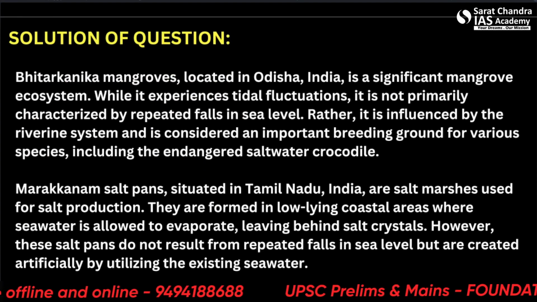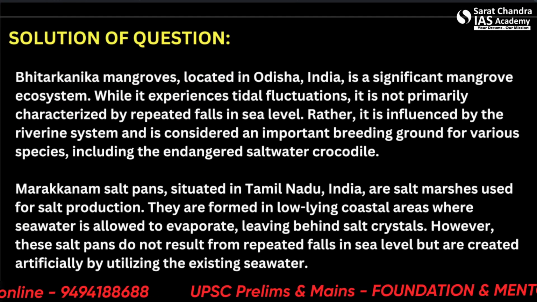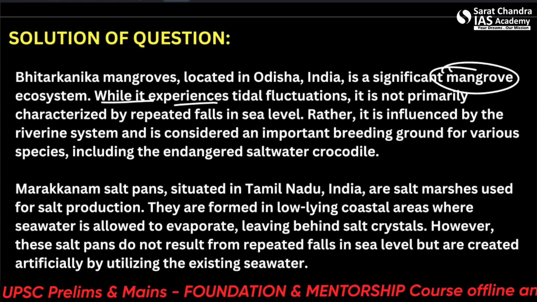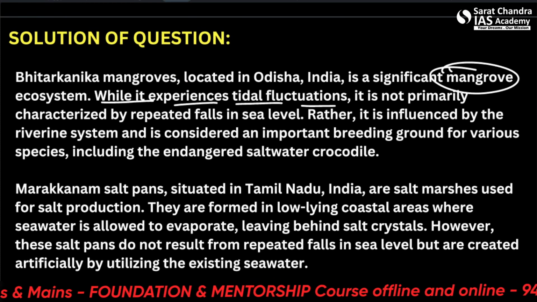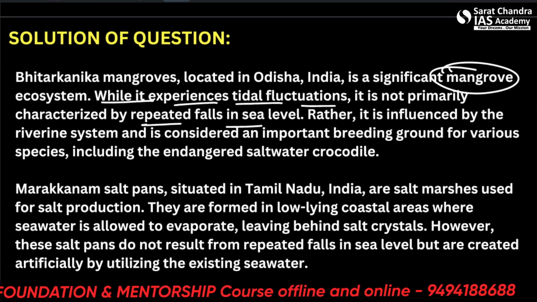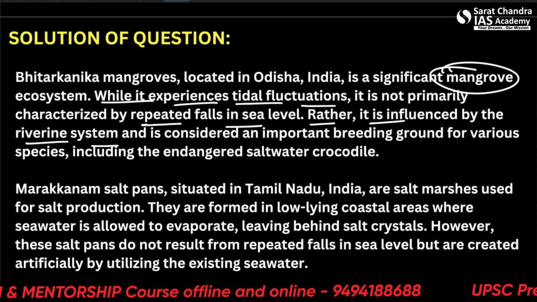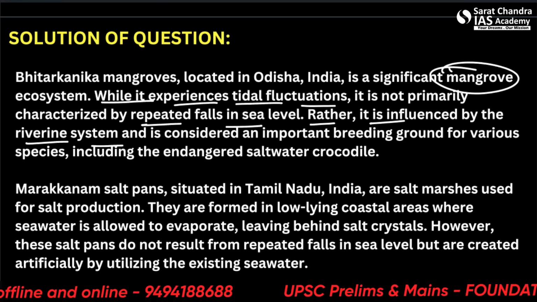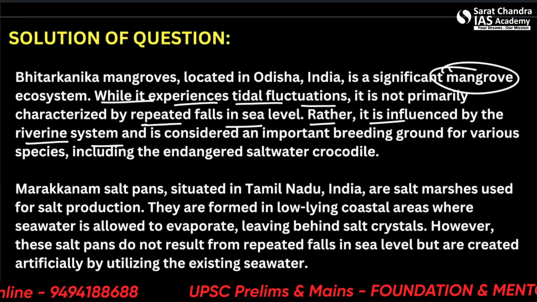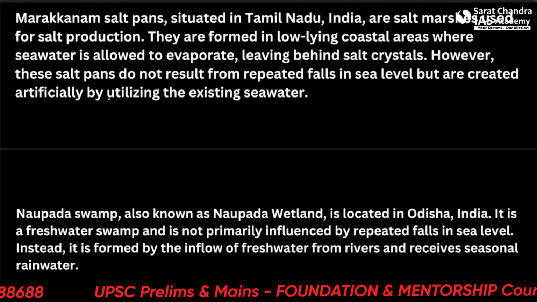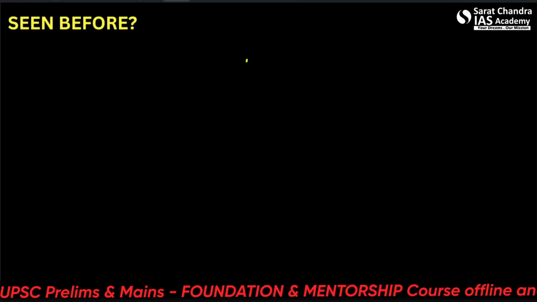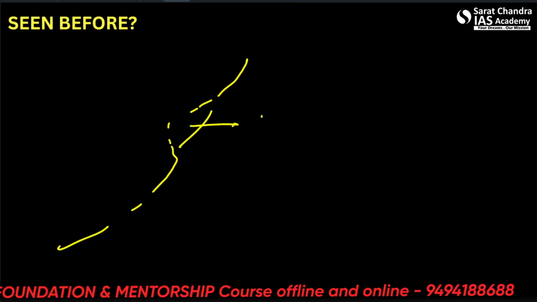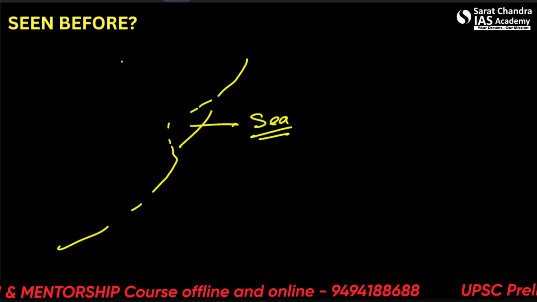So Bhitarkanika mangroves, located in Odisha, India, is a significant mangrove ecosystem. While it experiences tidal fluctuations, it is not primarily characterized by repeated falls in sea level. Rather, it is influenced by the riverine system. Let's talk about this. Bhitarkanika is located on a junction, we can say, at the coastline of Odisha. So it is connected to the sea, but more influenced by other rivers.